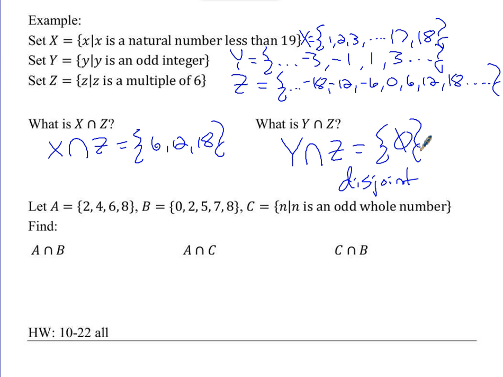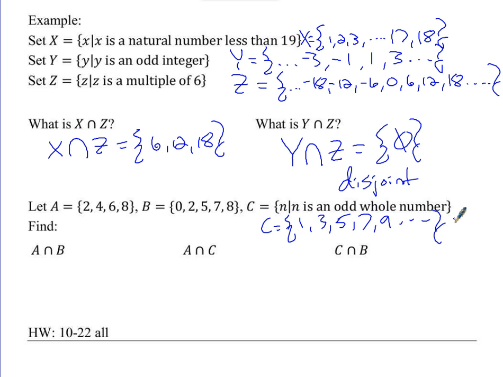Okay, let A equal 2, 4, 6, 8. Let B equal 0, 2, 5, 7, 8. And then let C equal an odd whole number. What's an odd whole number? Where do we start? 1, 3, 5, 7, 9, and so on. A whole number starts at 0, but the odd ones would start at 1.